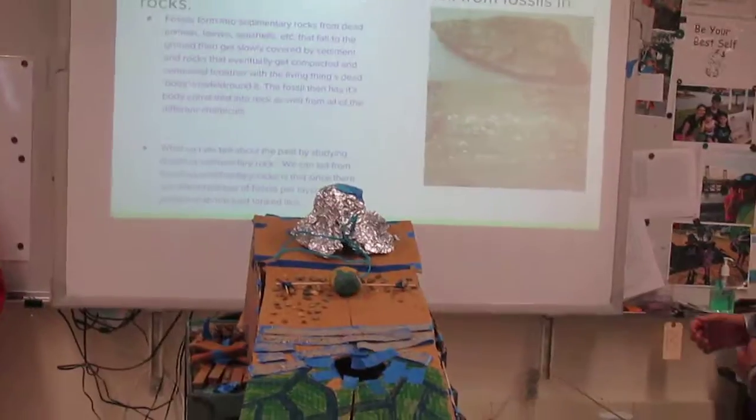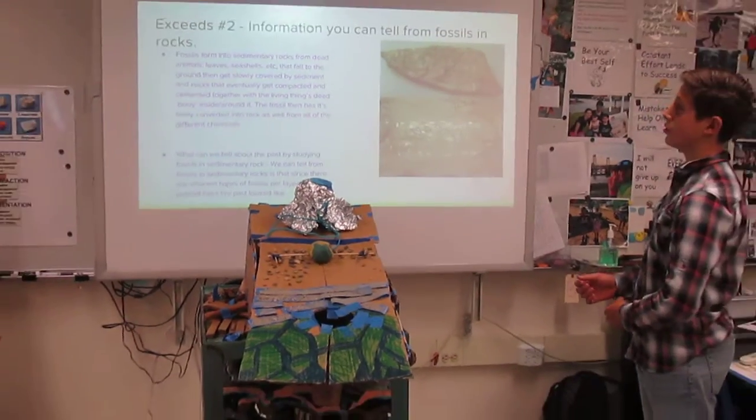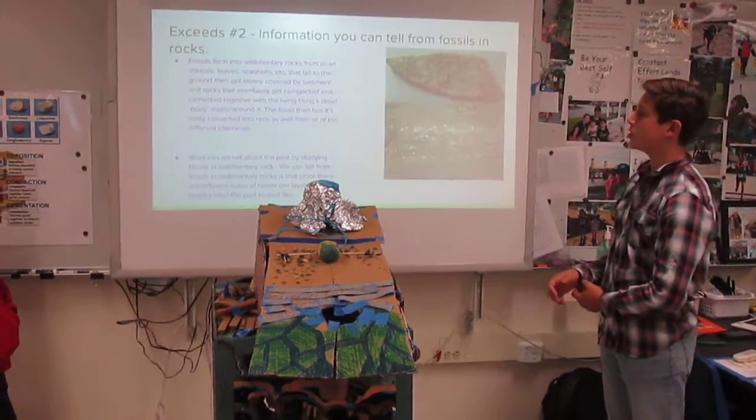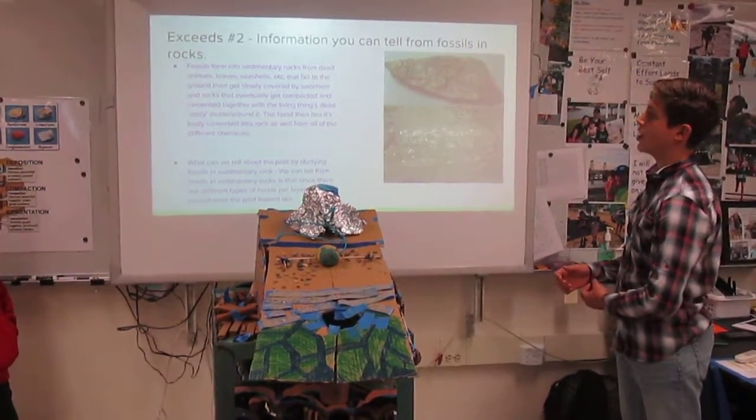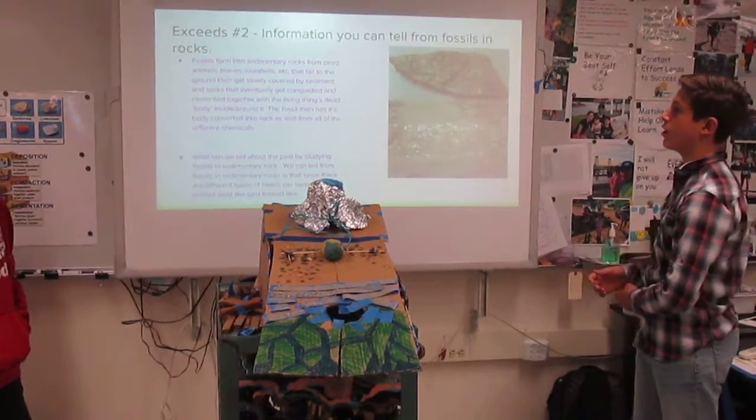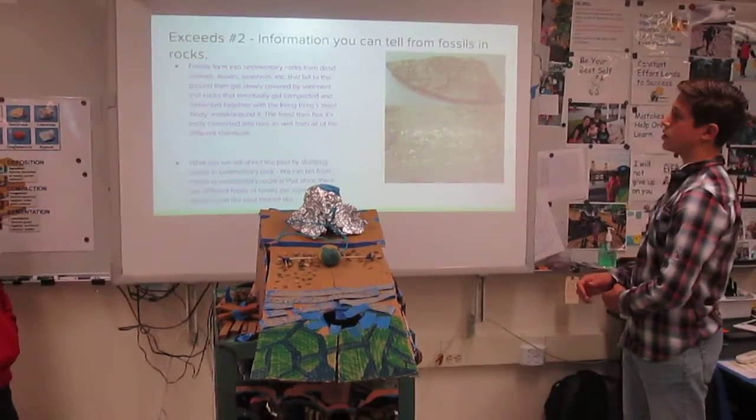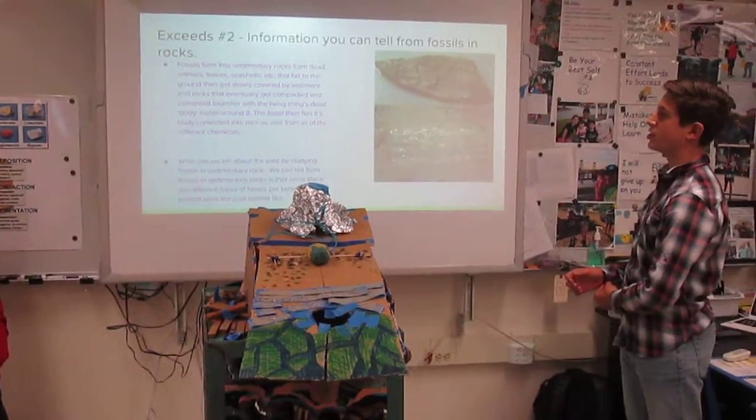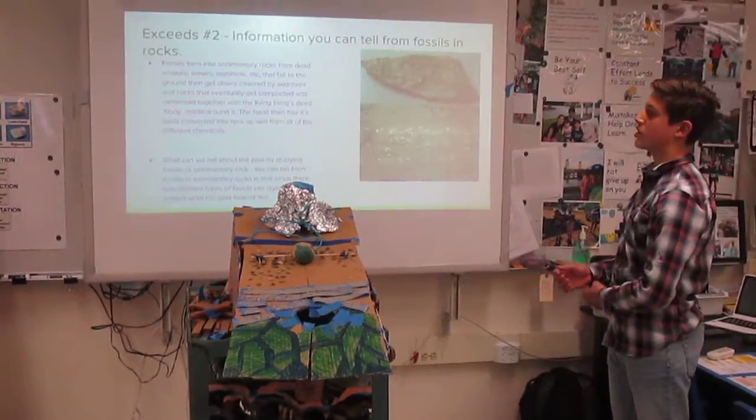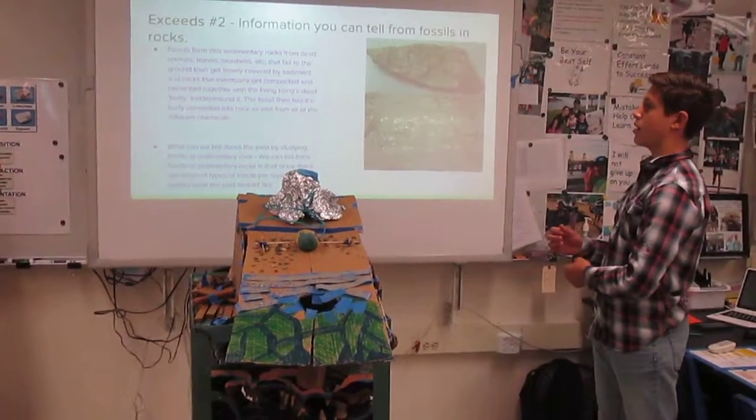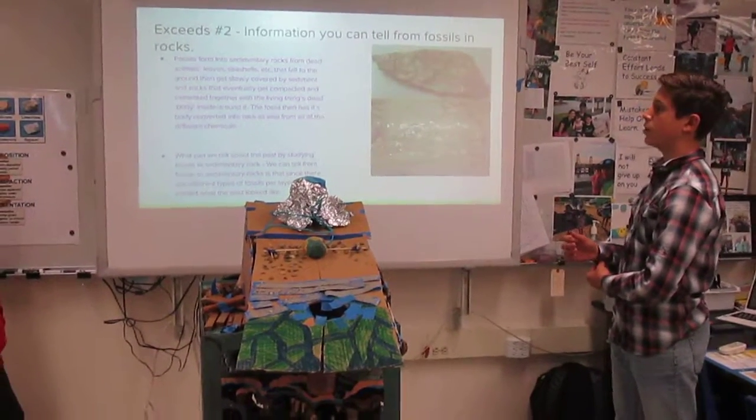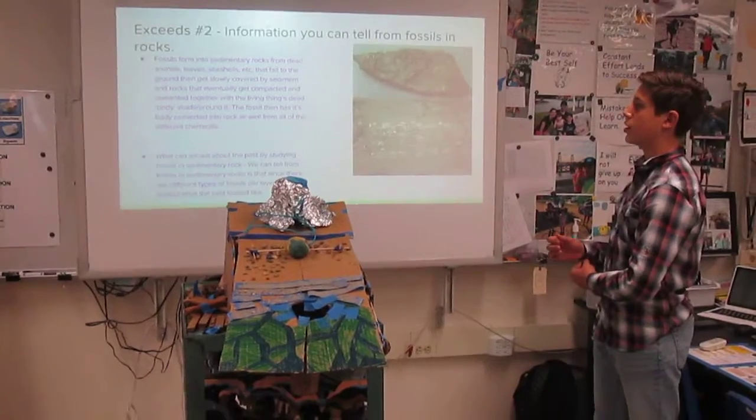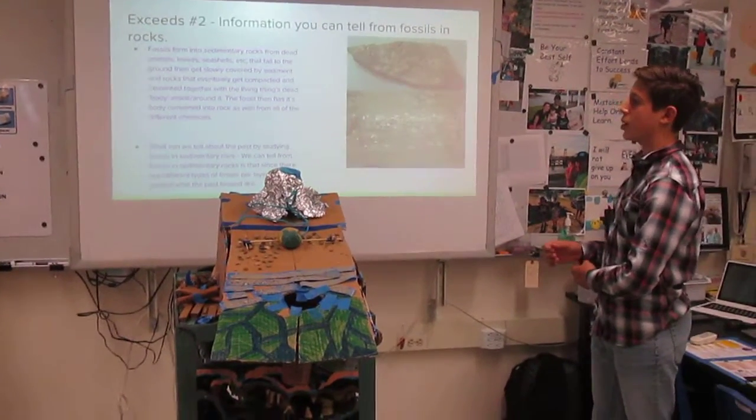Okay, so information you can tell from fossils and rocks. Fossils form into sedimentary rocks from dead animals, leaves, shells, etc. that fall into the ground and then get slowly covered by sediment and rocks that eventually get compacted and cemented together with the living thing's dead body inside or around it. The fossil then has its body converted into rock as well from all of the different chemicals.